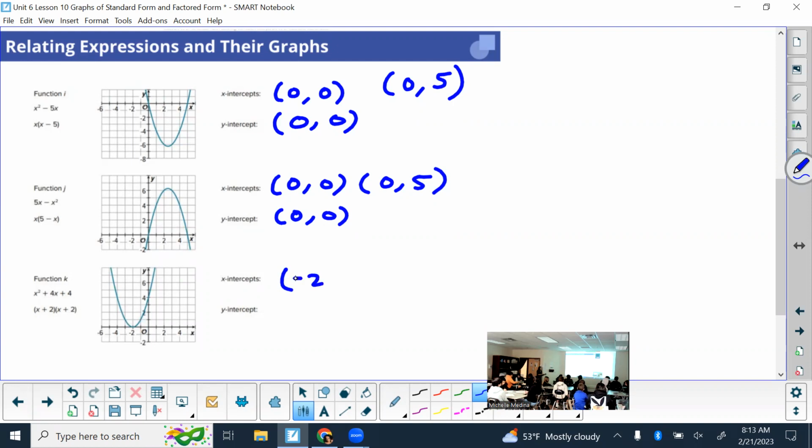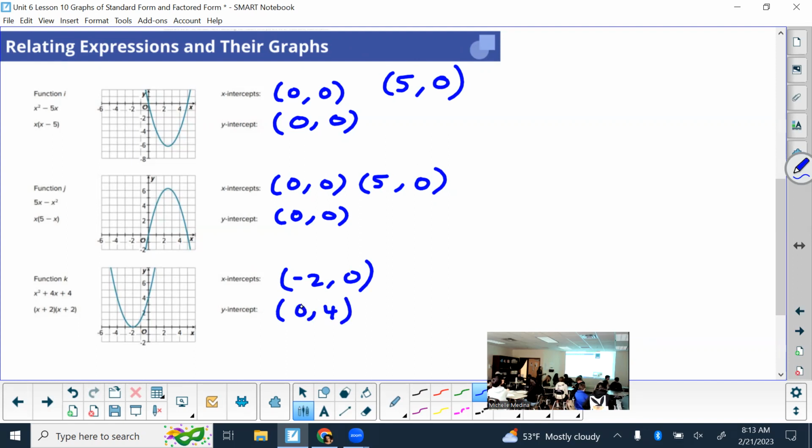-2. Sorry, I think I wrote it wrong up here. Let me fix it. It goes 5, 0 for the x-intercept. On that one. And with this one, it's 5, 0. No one corrected me on that. All right, then table 6, what's my y-intercept for function k? 4.